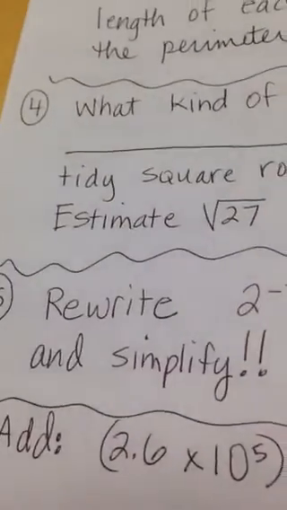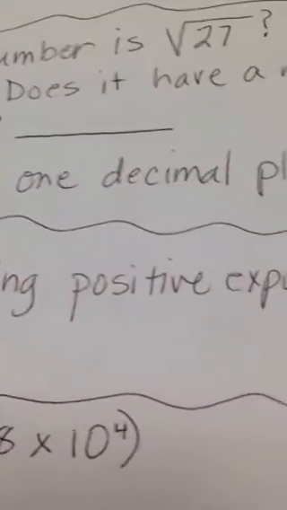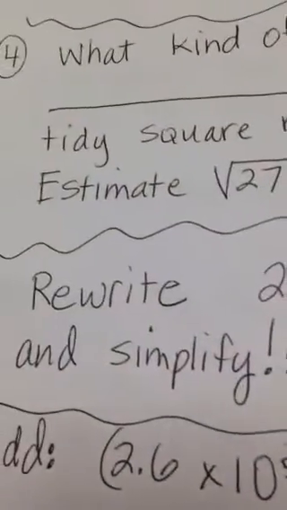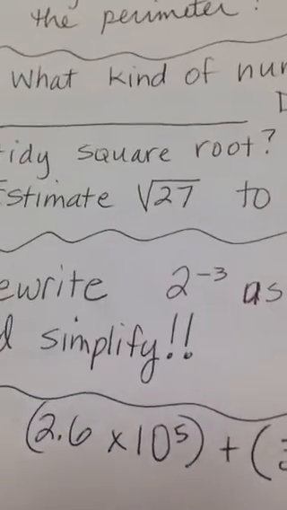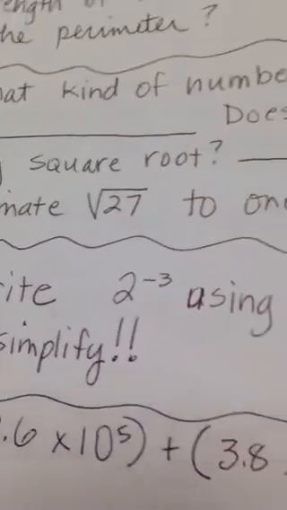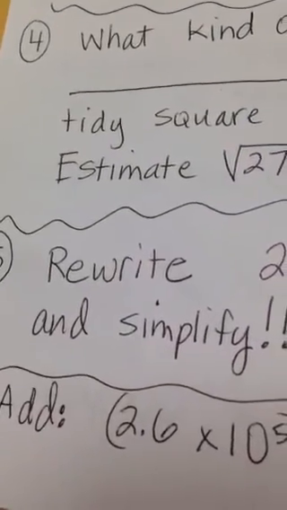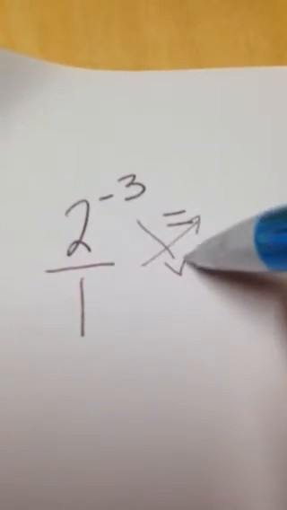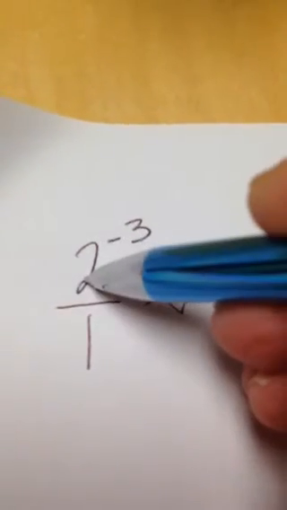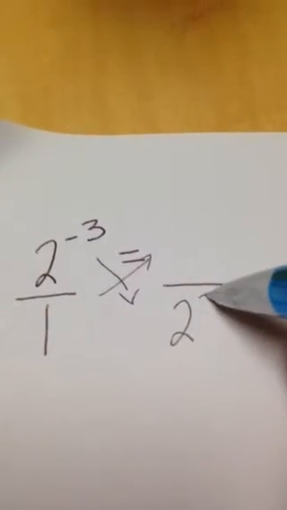Rewrite 2 to the negative third using positive exponents, and then simplify it. So 2 to the negative third looks like this. We know we can put it over 1 and it becomes a fraction, and then if I flip it over, if I put this in the denominator, the base stays the same and the exponent becomes positive.